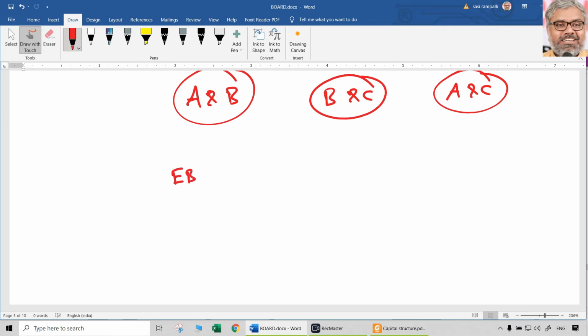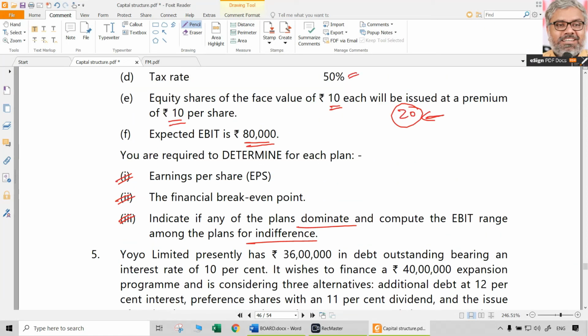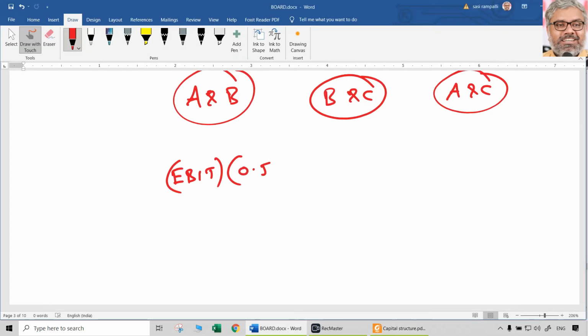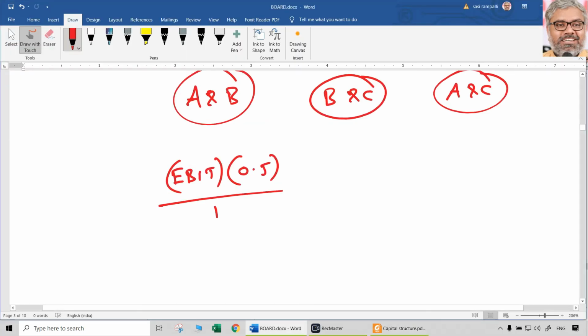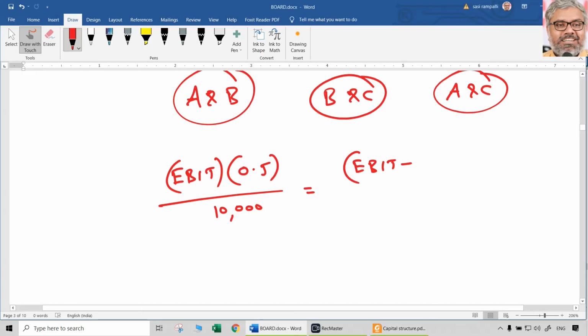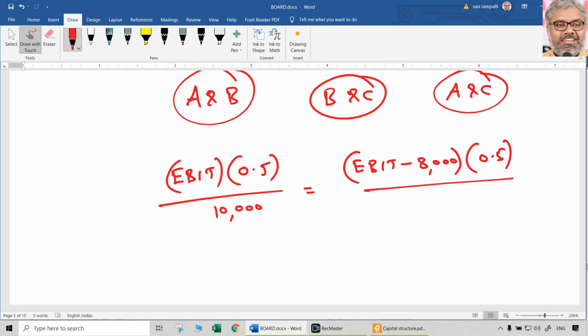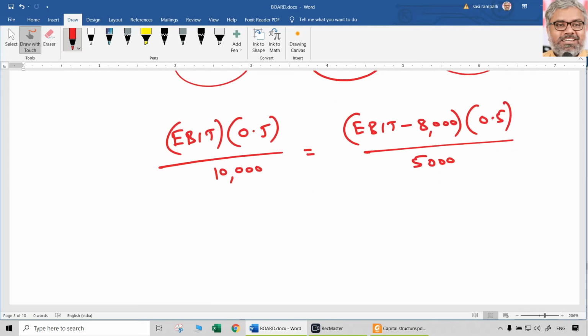What is indifference point? EBIT. Because in plan A there is no interest, directly 1 minus tax rate, and the tax rate is 50%. So 0.5 divided by N1, number of equity shares in plan A. We know that already. That is 10,000. That should be equal to EBIT minus interest. Here interest in plan B is 8,000 into 1 minus tax rate divided by 5,000. What is the level of EBIT at which A and B plans will have indifference point?